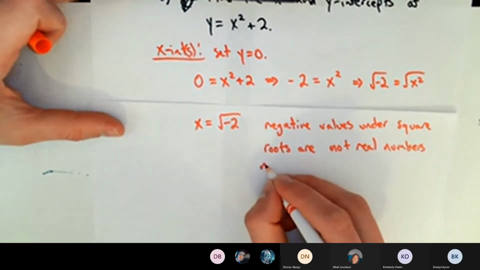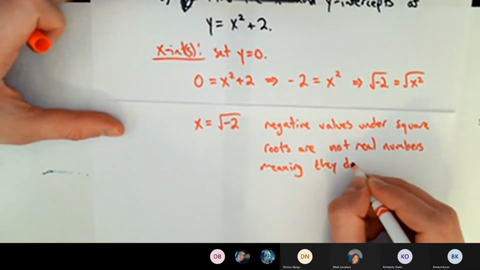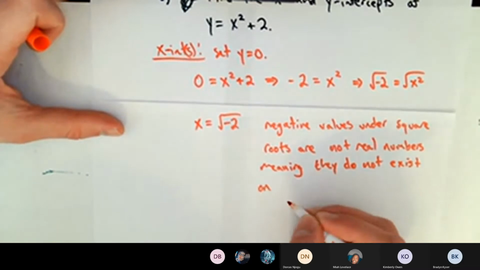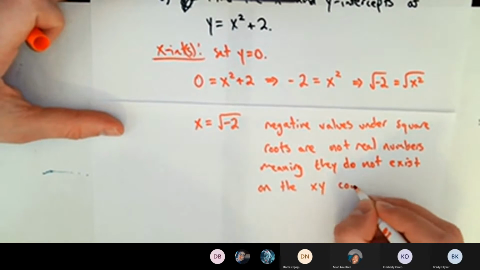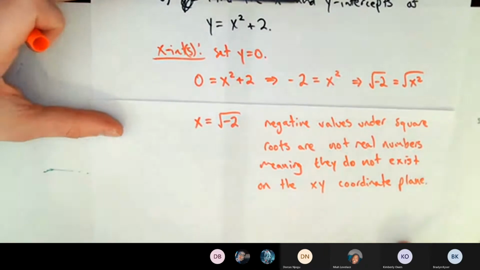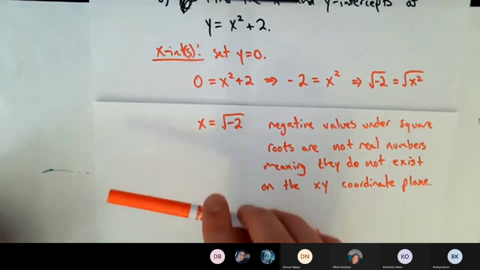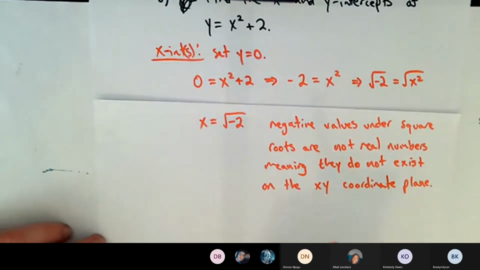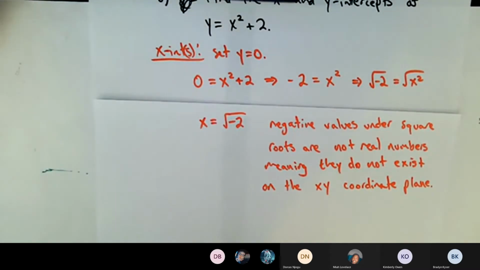And what does that mean? Meaning they do not exist on the coordinate plane, the XY coordinate plane. Because I haven't explicitly stated this, but when you see a graph of x versus y, that's a real number line and a real number line stacked on each other. But this is not a real number. Square root of -2, there is no such real number that does that.